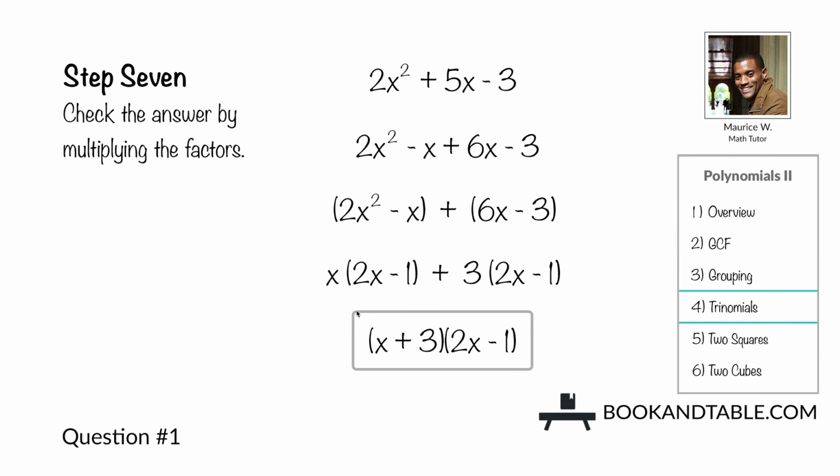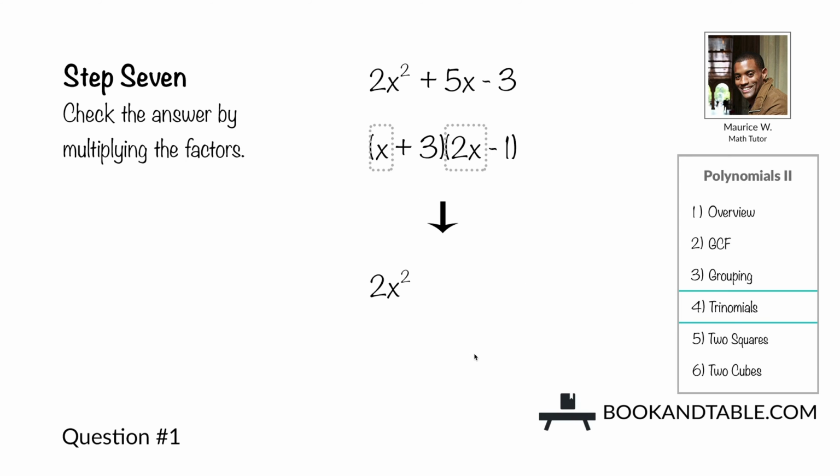And now step 7, check the answer by multiplying the factors, x plus 3 and 2x minus 1. Giving us x times 2x, which is 2x squared. X times negative 1 is negative x. 3 times 2x is positive 6x. Negative x plus 6x is positive 5x. And 3 times negative 1 is negative 3. So since our final polynomial matches our original polynomial, we found the correct factors, which are x plus 3 and 2x minus 1.